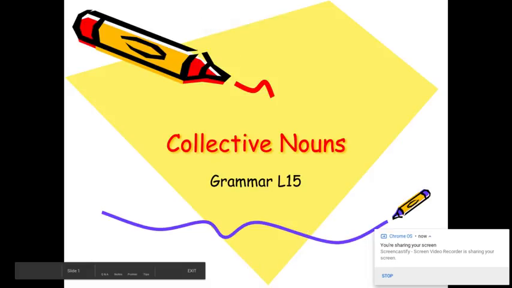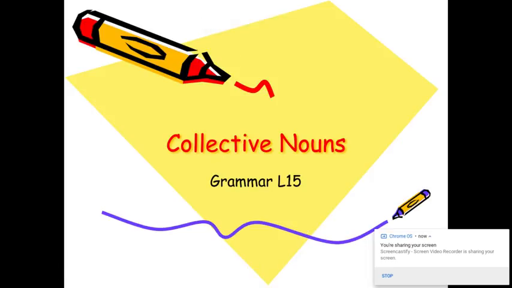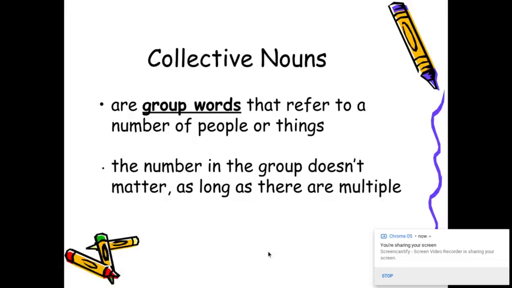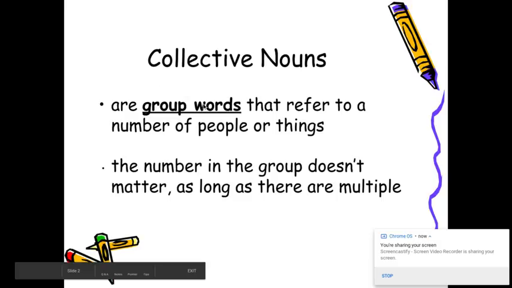Today we're going to be doing our grammar lesson on collective nouns. We have done several lessons prior to this on nouns. Remember, nouns are people, places, things, and ideas. Collective nouns specifically look at groups of people, places, things, or ideas. So collective nouns are group words.